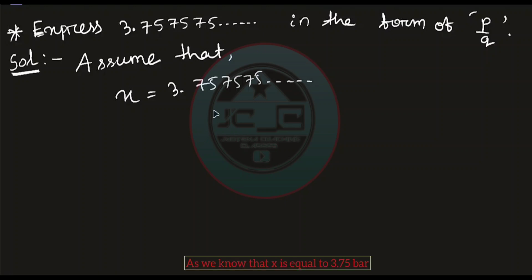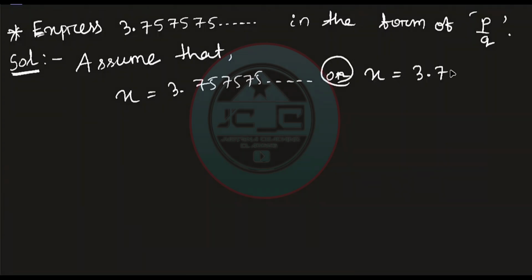As we know, we can write it like this. We learned that x is equal to 3.75 bar. We write the bar because the repeating string is 75, that is clear. So assume that x is 3.75 bar.